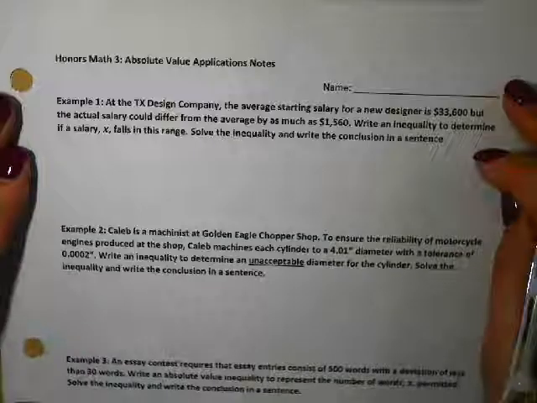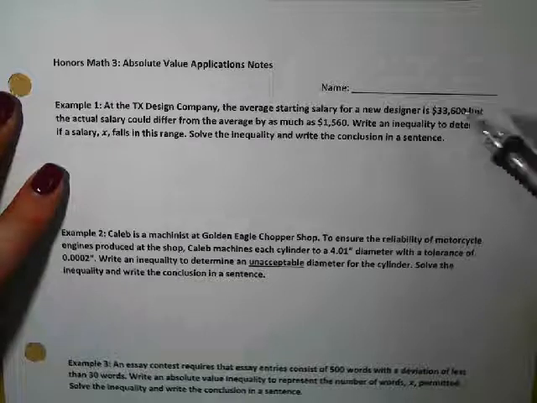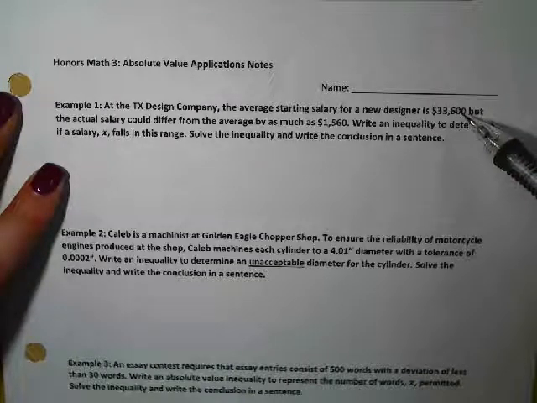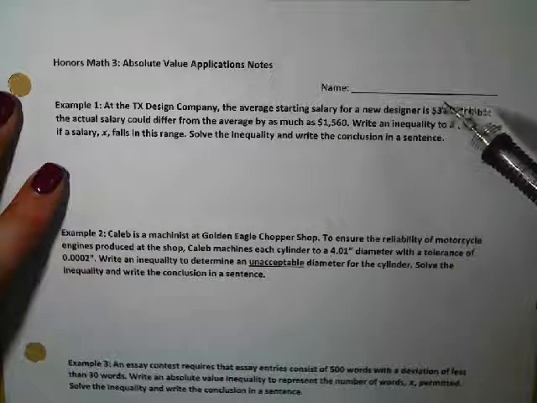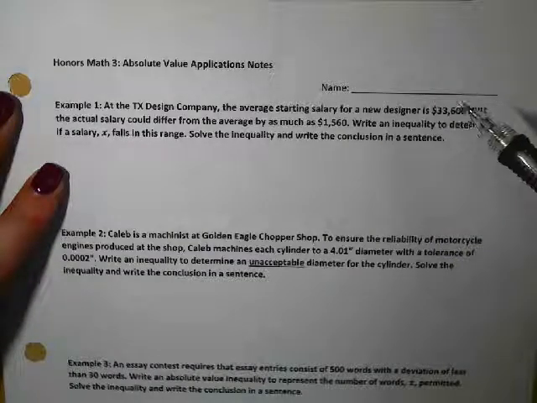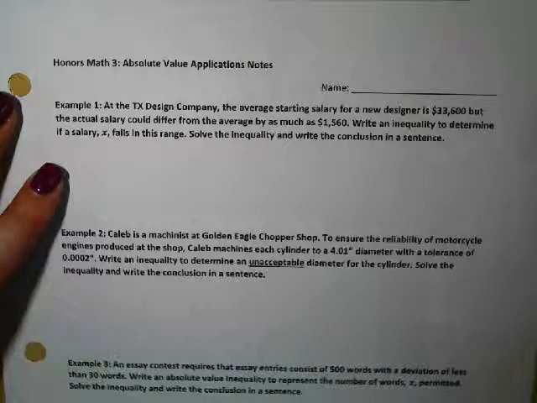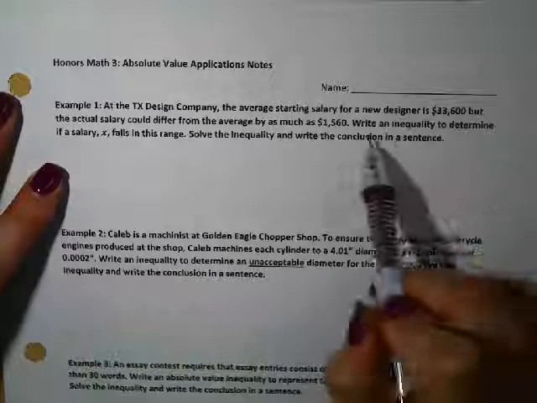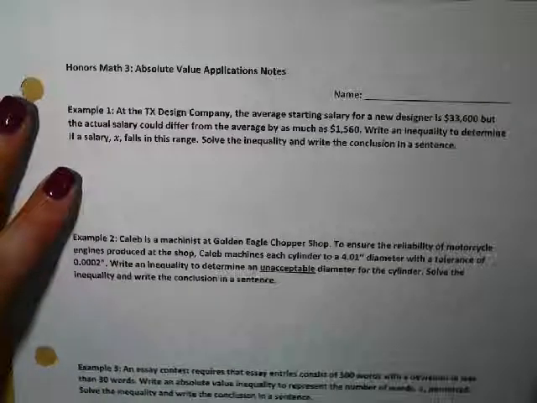First problem on the note says, at the TX Design Company, the average starting salary for a new designer is $33,600, but the actual salary could differ from the average by as much as $1,560. So it could be that much above the average, or it could be that much below the average. They said write an inequality to determine if the salary falls in this range and then solve the inequality.